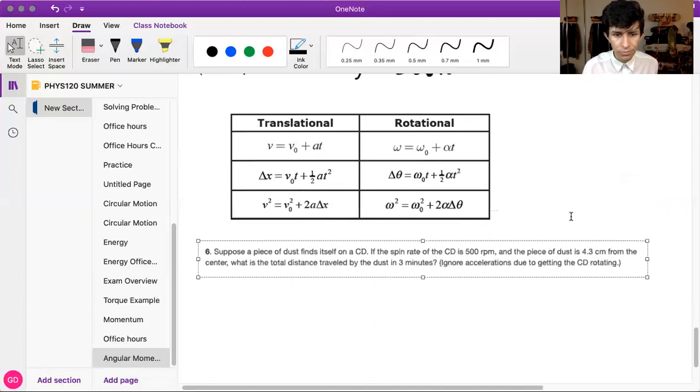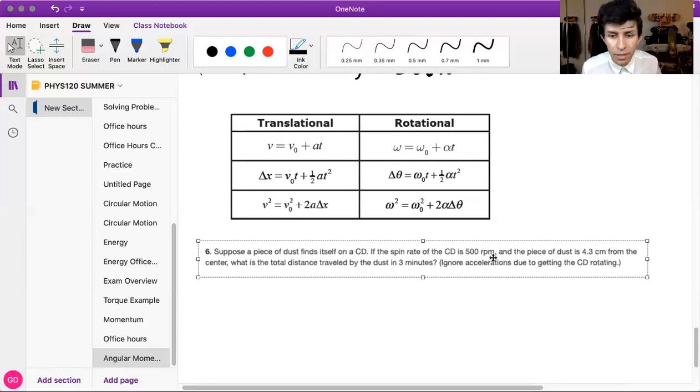So suppose a piece of dust finds itself on a CD. If the spin rate of the CD, so they already give you the angular velocity, because you look at the units, that helps us figure out what. Units are going to be really important here to understand what we're looking at. Is this angular velocity, or angular acceleration, or just an angle? So 500 RPM is an angular velocity.